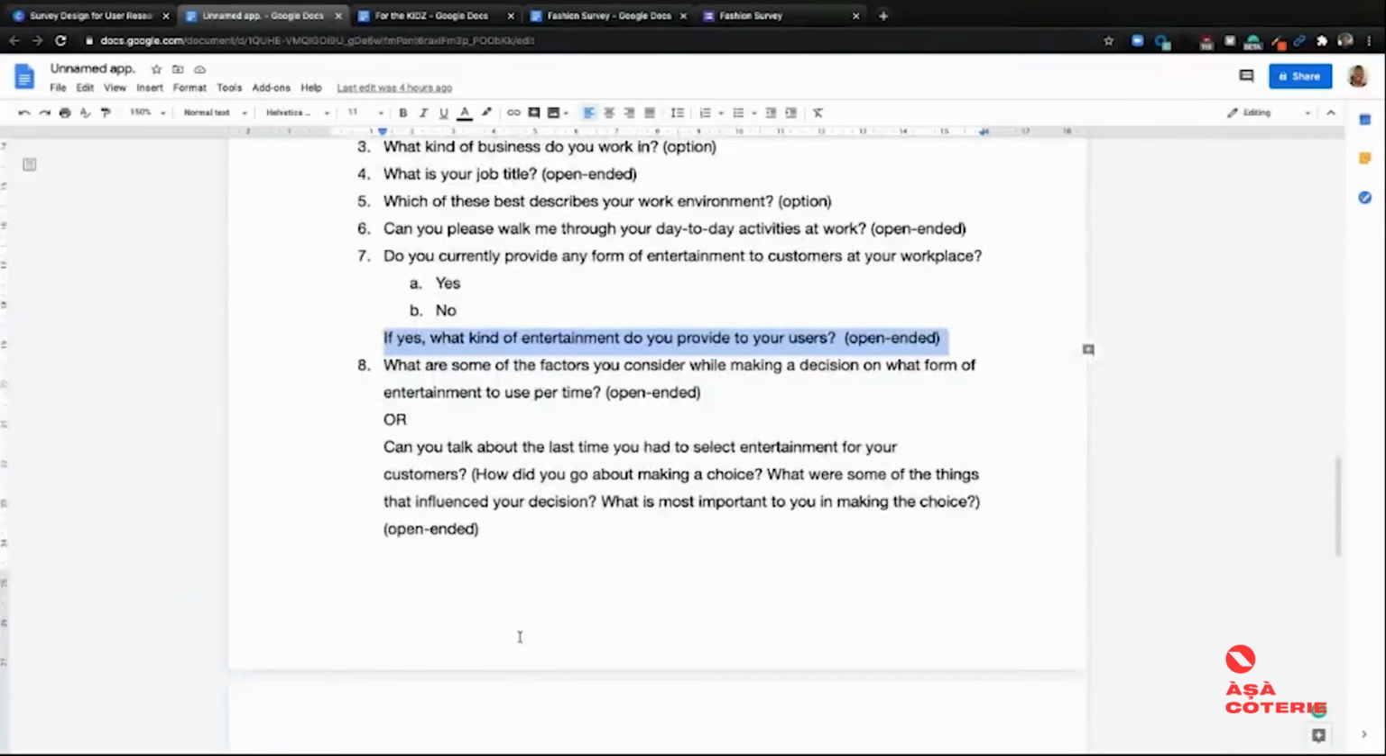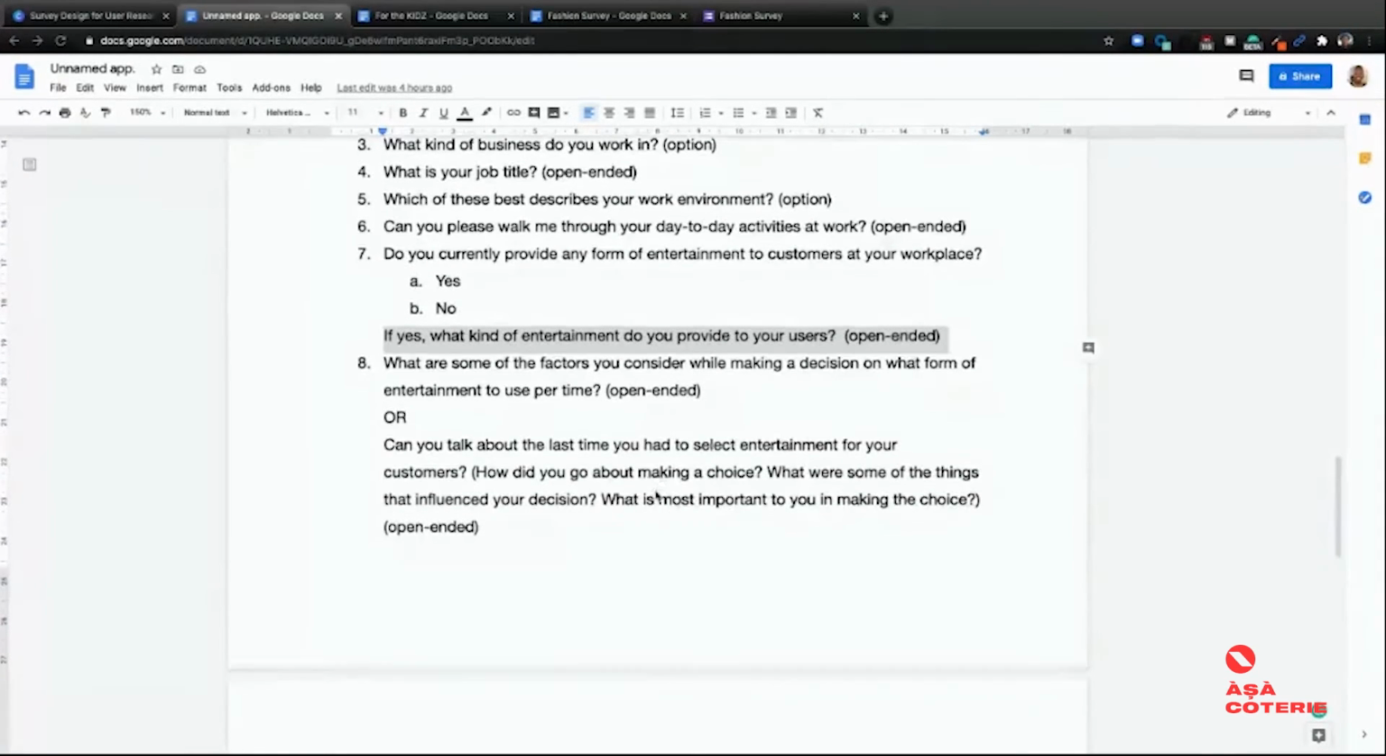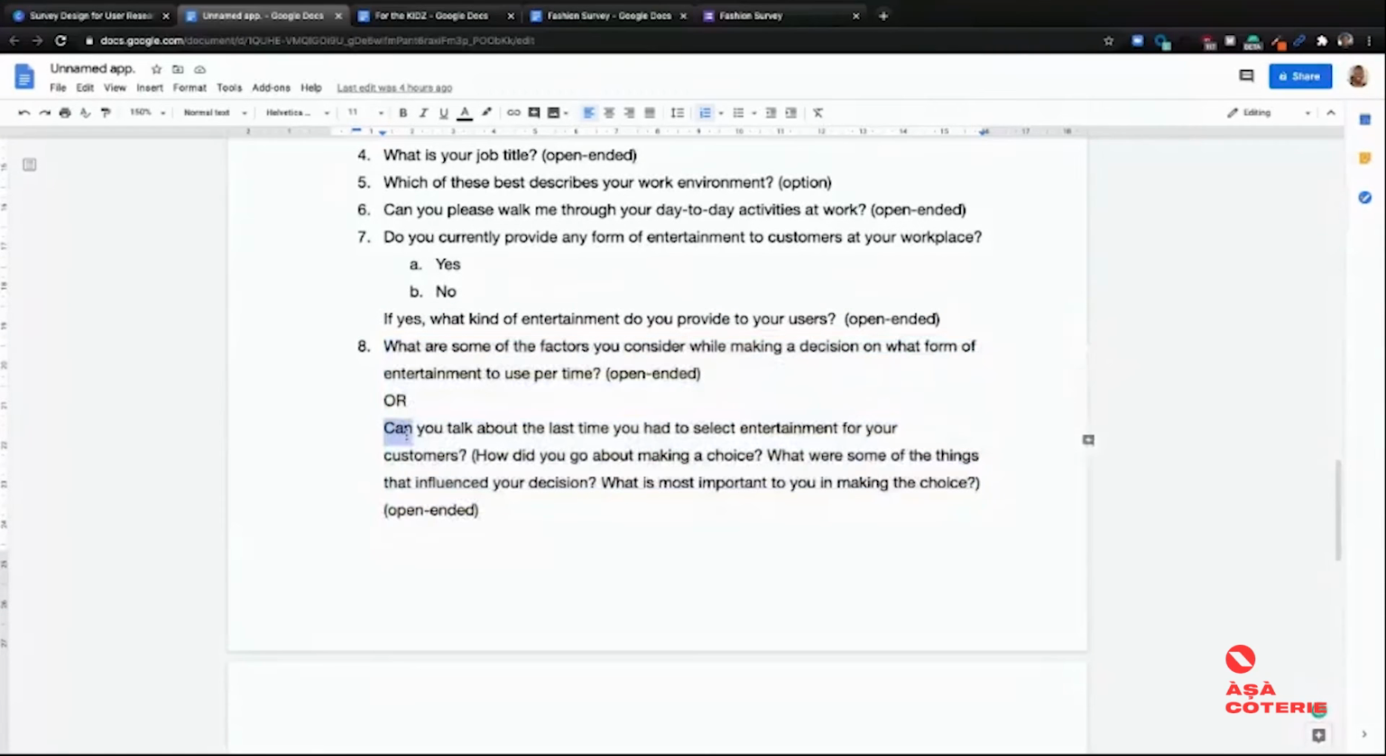So what are some of the factors that you consider while making a decision on what form of entertainment to use? Or a better way to ask the question actually is, can you talk about the last time you had to select entertainment for your customers? How did you go about making the choice? What were some of the things that influenced your decisions? What is most important to you in making the choice? With this particular question, you're going to get more context, rich data, as opposed to asking what are some of the things you consider. I'd be like, yeah, I don't know, the weather, how people are feeling, what happened yesterday, the time of the day.